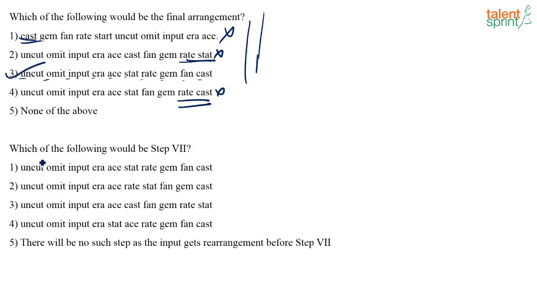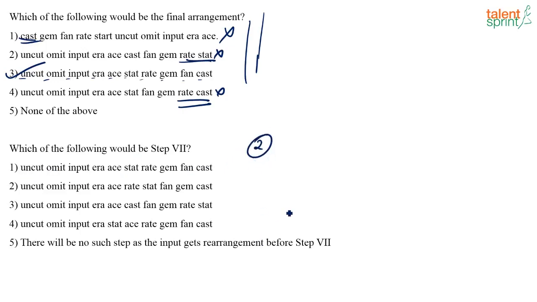Okay. Again, look at this one. Which of the following could be step 7? So here, now see how many words are there. I have 1, 2, 3, 4, 5, 6, 7, 8, 9, 10. So I have 10 words. So ideally in each step, how many words do I rearrange? I rearrange 2 words, right? I put 2 words in place.